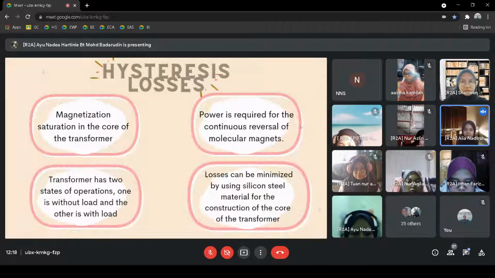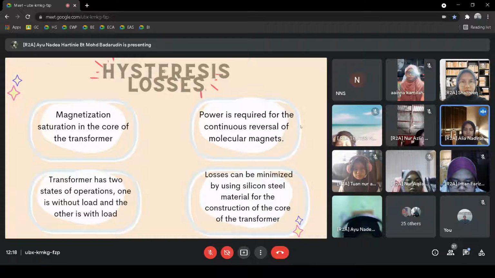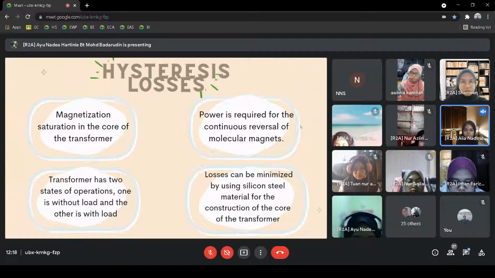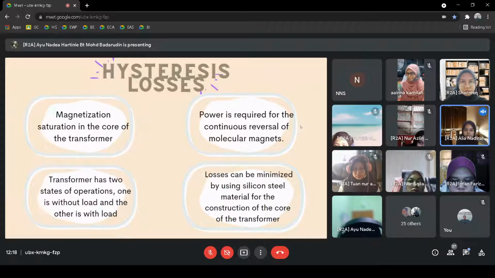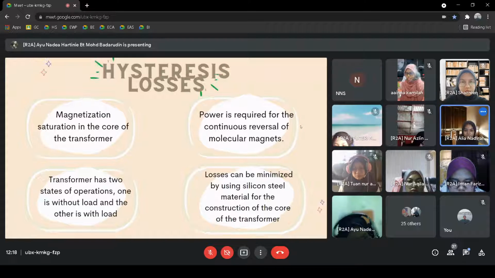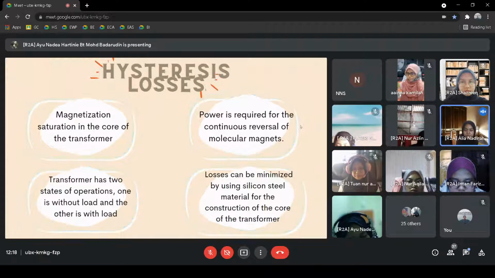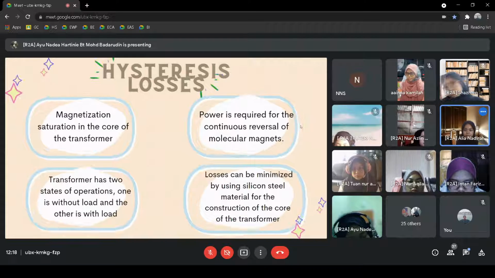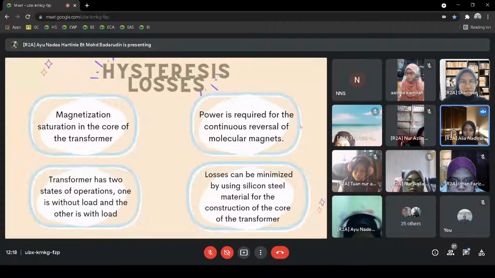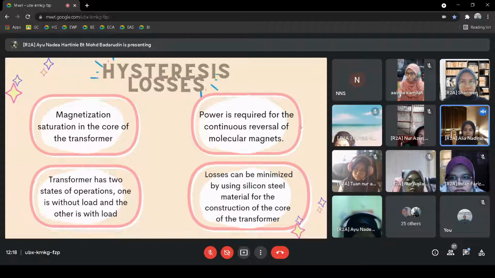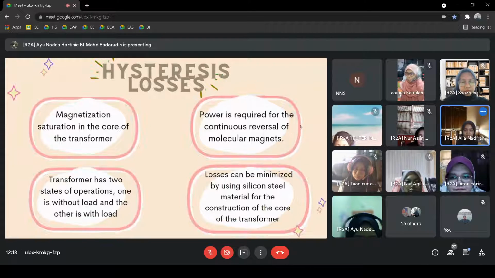Assalamualaikum, my name is Aina Nadira and I will be explaining about hysteresis losses. Hysteresis loss is caused by the motion of the magnetic field. This loss happens due to the reversal of magnetism. So where does it actually come from? When a magnetic material is subjected to reversal of flux, power is required for the continuous reversal of molecular magnets. This power is dissipated in the form of heat and is known as hysteresis loss.